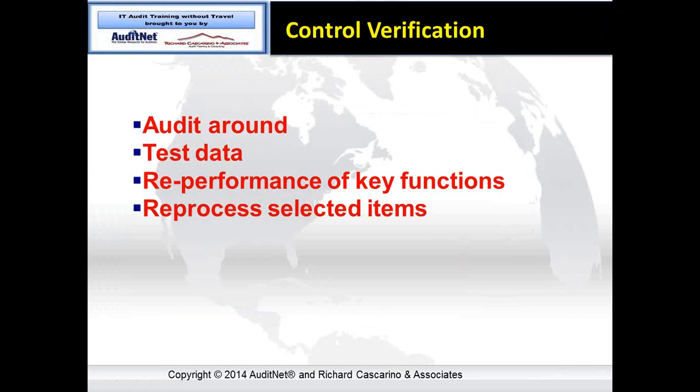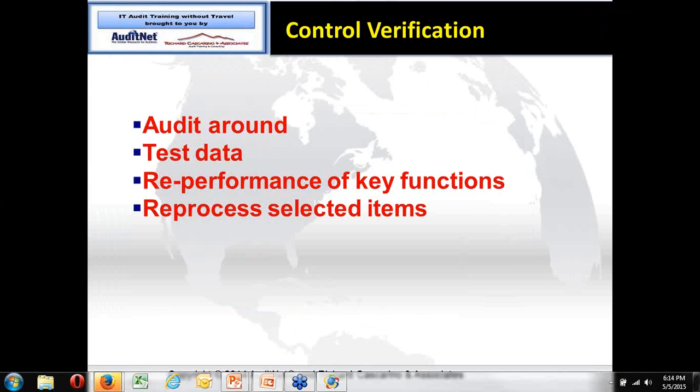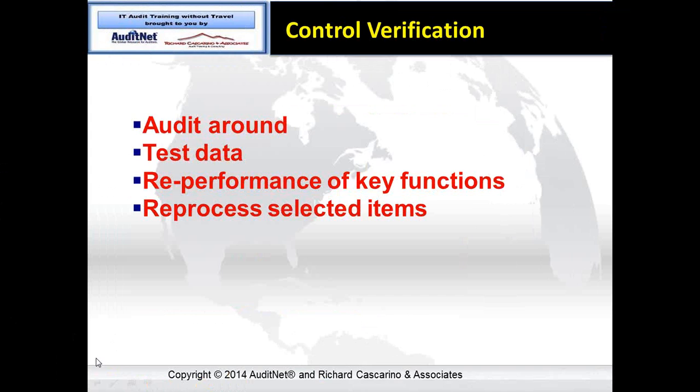We can also use CAATs for control verification. Control verification we can test around the data, around the system. We can see if the controls work, if the numbers come out correctly. We can also process test data, as I said. If we've got 5 in stock, you put in -2, you should end up with 3. Do we end up with 3? You can test that. The difficulty is being able to test every possible combination. We can reperform key functions.